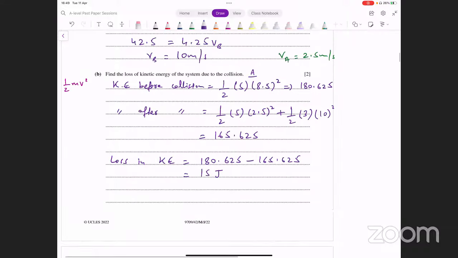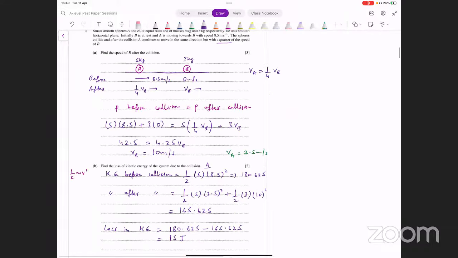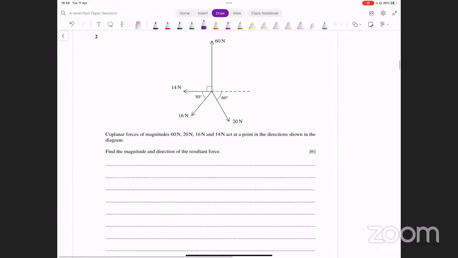All right, let's move on. That was question number 1. Pretty straightforward question on momentum. Let's have a look at the next one.